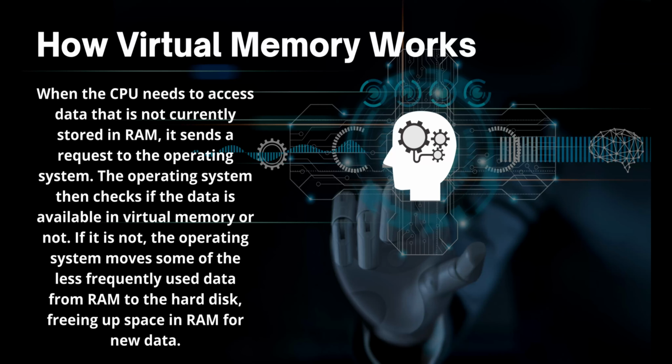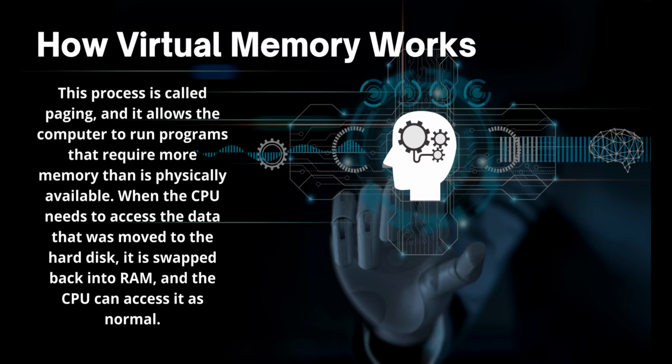When the CPU needs to access data which is not currently stored in the RAM, it sends a request to the operating system. The operating system then checks if the data is available in the virtual memory or not. If it is not, then the operating system moves some of the less frequently used data from RAM to the hard disk, freeing up space in RAM for the new data. This process is called paging, and it allows the computer to run programs that require more memory than is physically available.